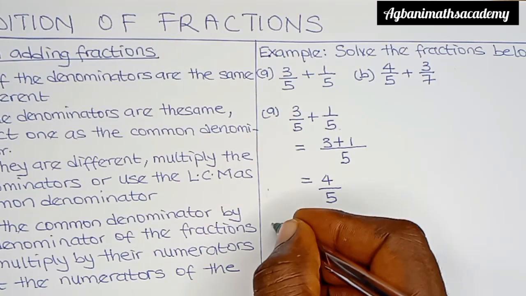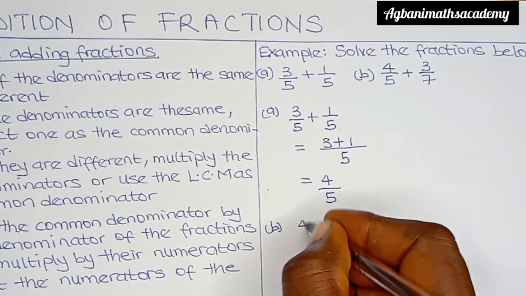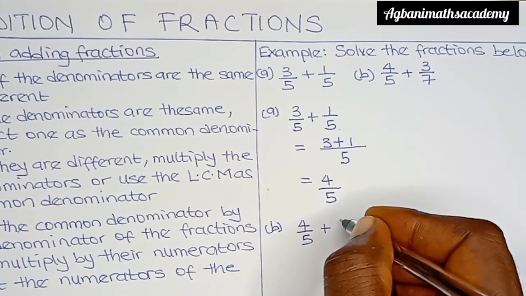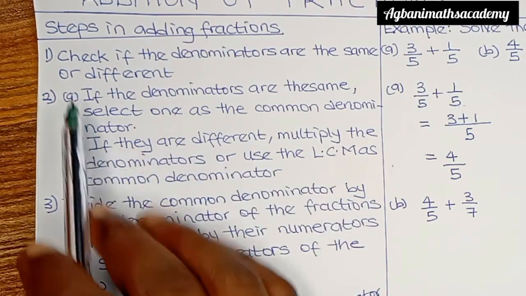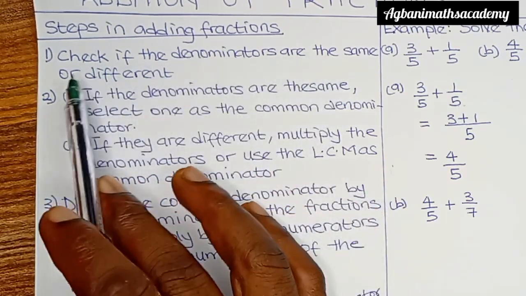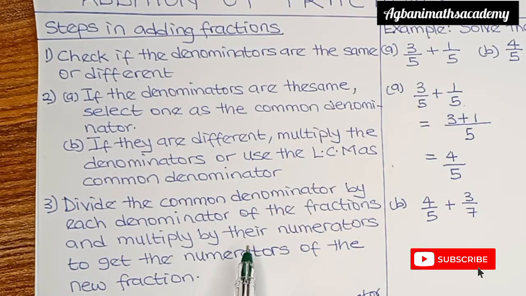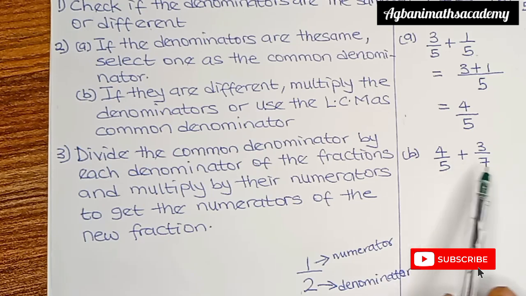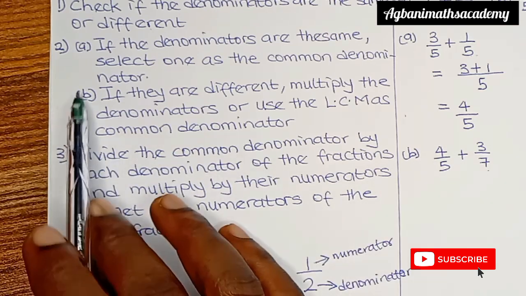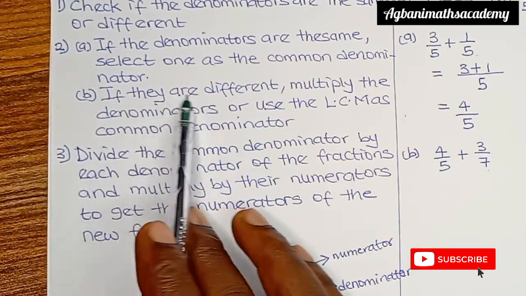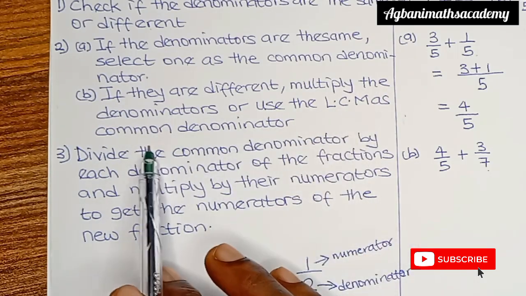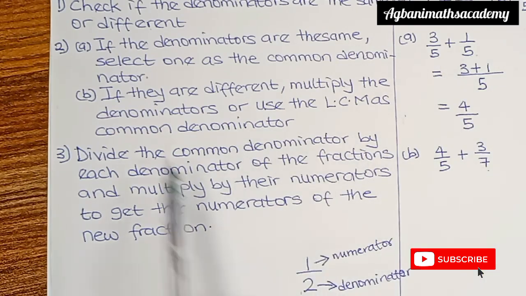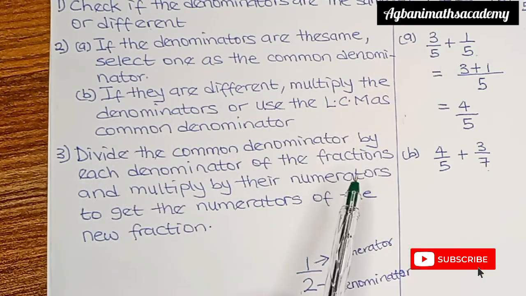Okay, let's look at B. The question in B says 4 all over 5 plus 3 all over 7. Okay, so let's go back to the first step. The first step says check if the denominators are the same or different. So let's look closely. Are they the same? Here the denominator is 5. Here the denominator is 7. This means that the denominators are not the same. Therefore, we are going to follow step 2B. If they are different, multiply the denominators or use the LCM as common denominator. So we have two choices here. We either multiply the denominators or find their LCM.